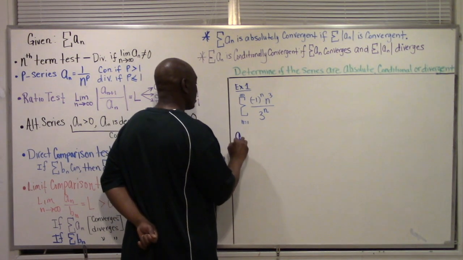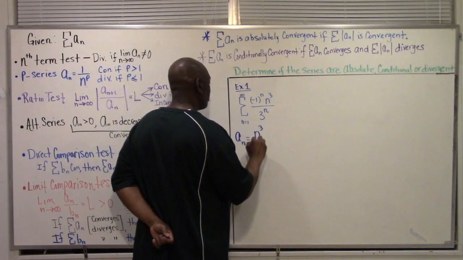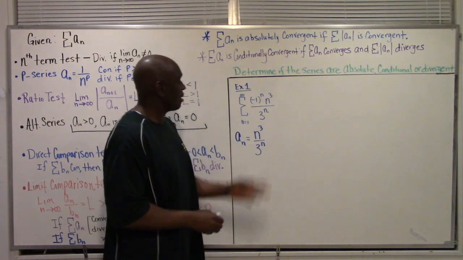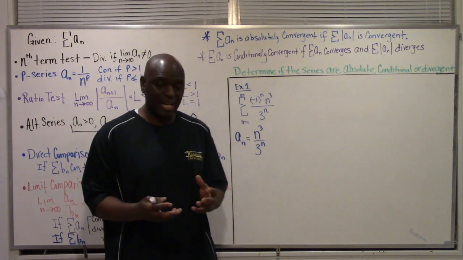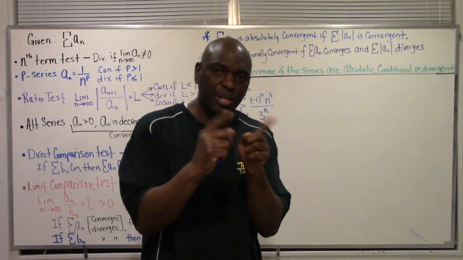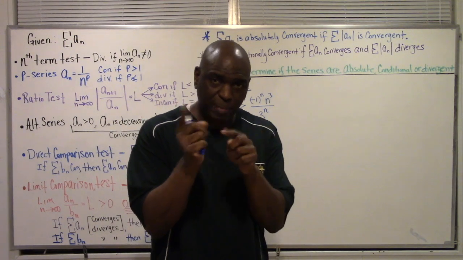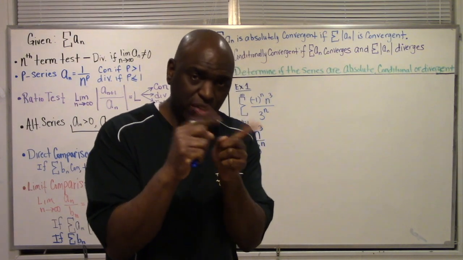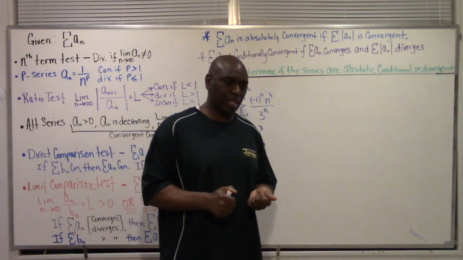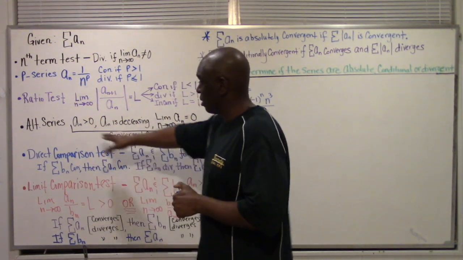All right, so in this case, here's what we know. a subscript n is n cubed over 3 to the n. The (-1)^n is not a part of the sequence a sub n. That just lets us know we have an alternating series that goes back and forth. In this case, it goes negative, positive, negative, positive. So that's all this tells us, that we have an alternating series. In fact, we may have to use the alternating series test.